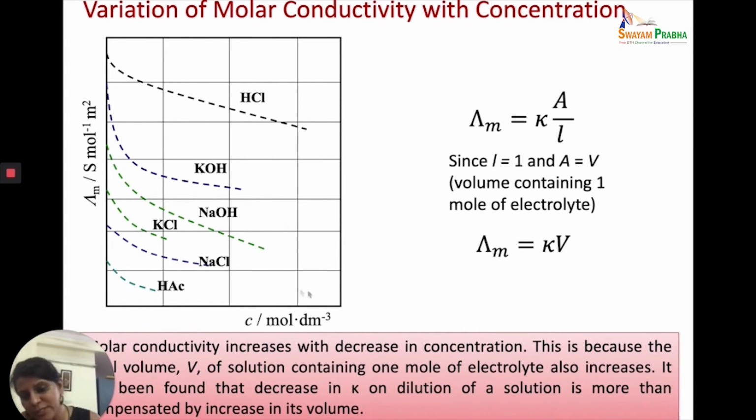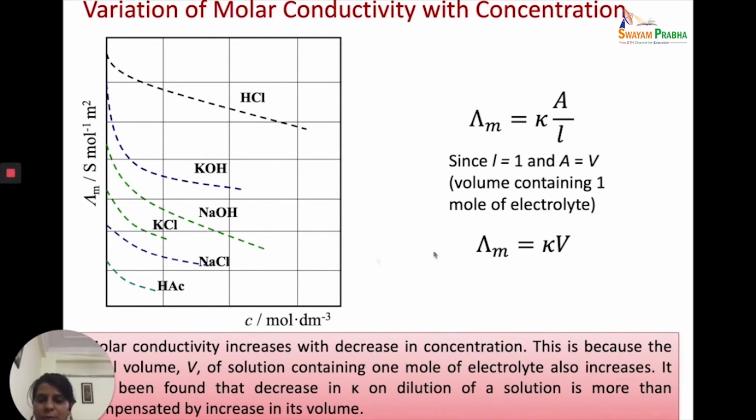This is what is happening. If you interpret this graph on moving from right to left, you will see that the value of lambda is increasing when you are decreasing the concentration. Again, explaining it: when you dilute the solution, kappa decreases because number of moles of electrolyte per unit volume of the solution is decreasing. But because you are diluting, the volume is increasing. So kappa decreases, volume increases, and the volume increases more than kappa decreases. Therefore lambda will increase, and therefore molar conductivity increases with decrease in concentration.